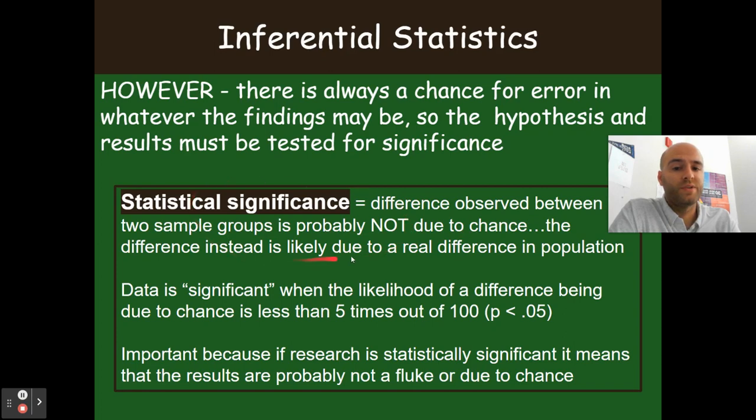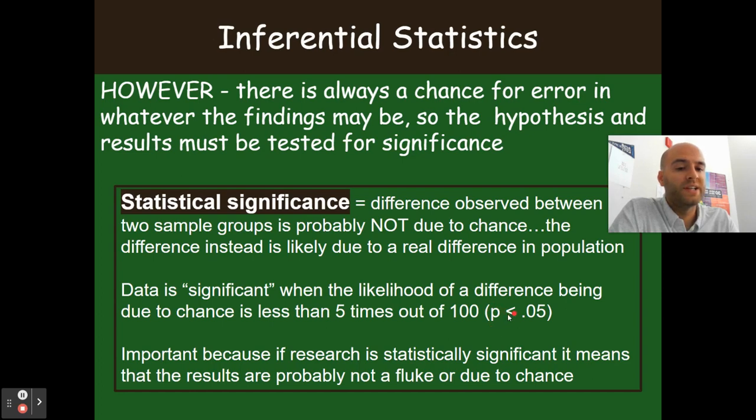The difference instead is likely due to a real difference in population. So when we get statistical significance, we can say with almost certainty that our independent variable is what caused our dependent variable, right? And we can show a causal relationship here. The relationship is statistically significant. So how do we define that? Data is significant when the likelihood of a difference being due to chance is less than 5 times out of 100. Okay, so that is represented by something we call the p-value, which is the percent due to chance.